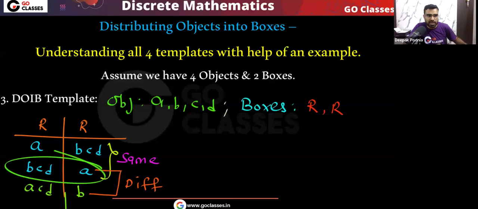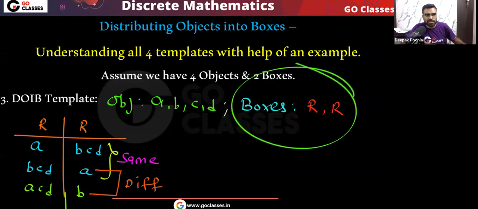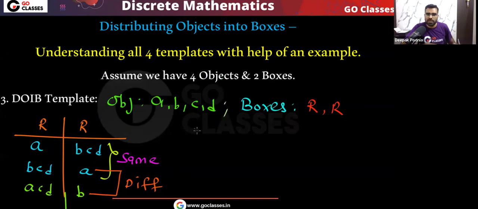In this distribution, A is alone. In this distribution, B is alone. Very simple point. So I hope you understood the case of the DOIB template, that boxes are same but the objects are different. I hope you understood.